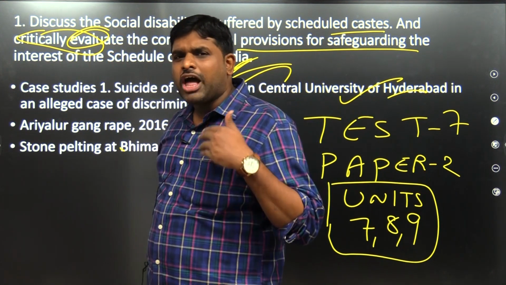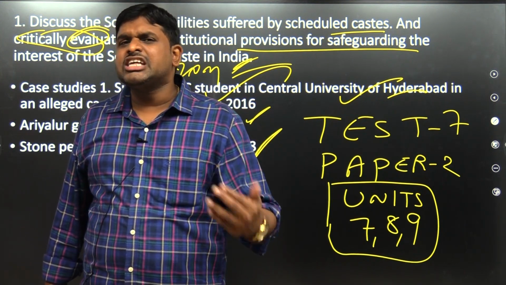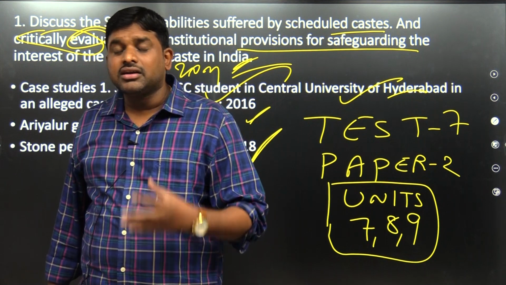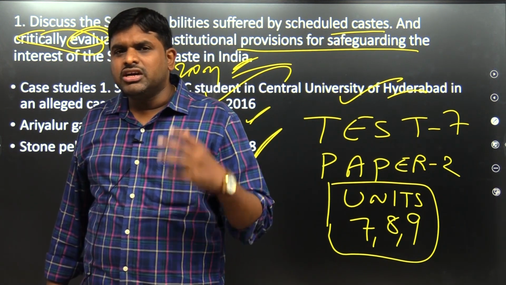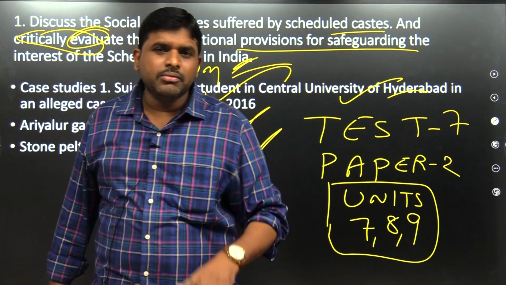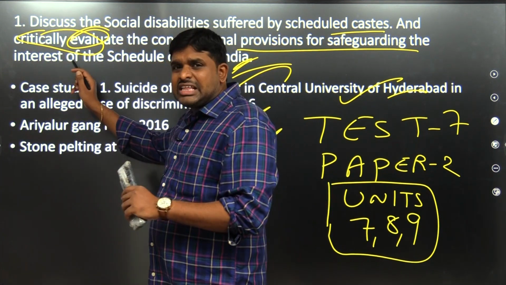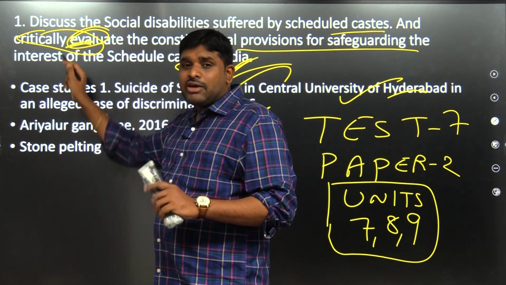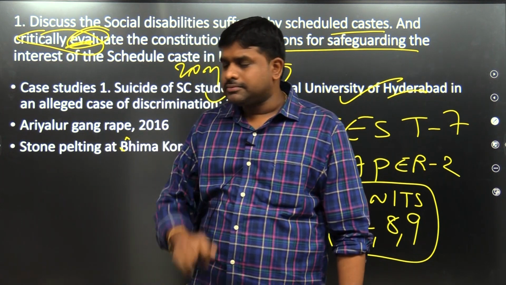Hence we need more broader constitutional or legislative provisions like the SC/ST Prevention of Atrocities Act. More stringent action needs to be taken if any atrocity or discrimination is committed against these communities. That should be your answer, because the keyword here is critically evaluate, so your focus should be on that.